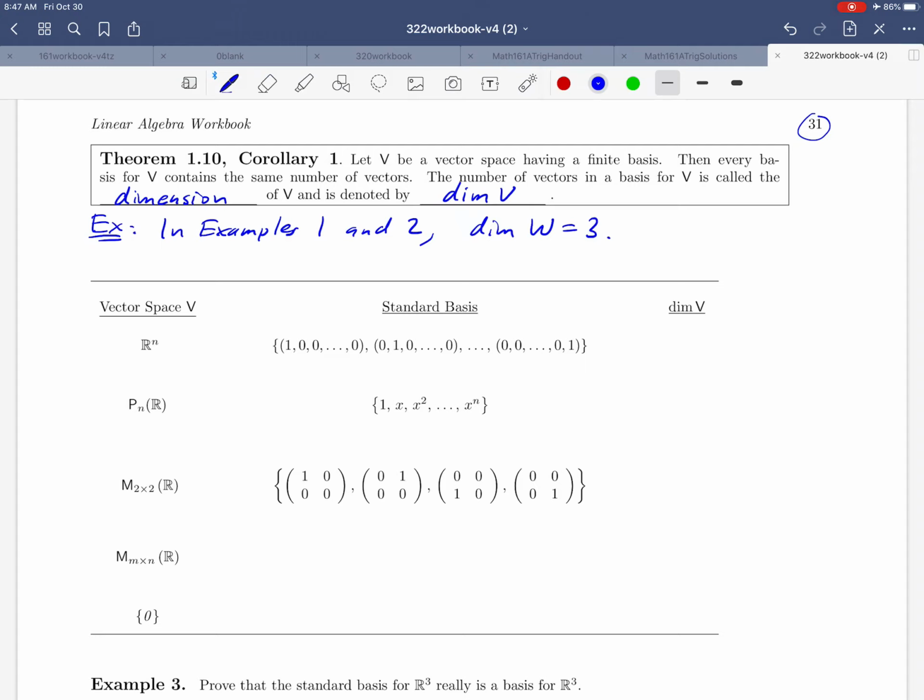Okay, so before we dive into this new idea, let's remind ourselves of a fact that we've already stumbled upon in this section, and that is that vector spaces have a lot of different bases. But some bases are easier to work with than others, and so we introduced this idea of a standard basis. That's a basis for a vector space that's particularly nice or easy to work with.